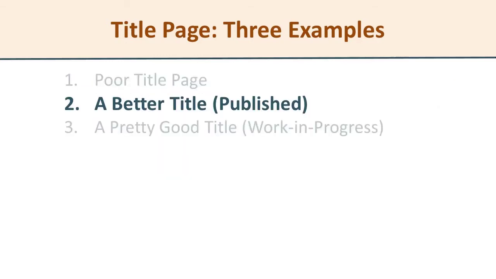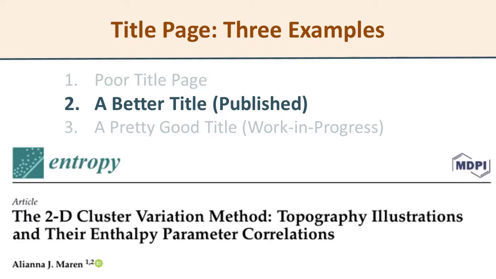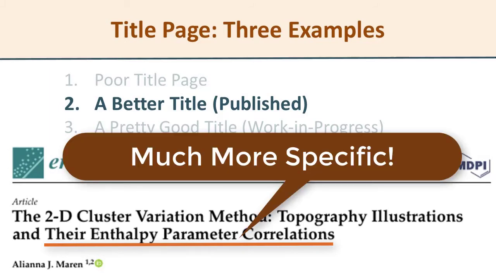So the reviewers expressed their displeasure, as reviewers will, and I wrote a different draft. This was the final resubmitted version, and it's what actually got published. It was "The 2D Cluster Variation Method, Topography Illustrations, and their Enthalpy Parameter Correlations." That made a whole lot more sense because I wasn't just broad scale hand waving on topographies, I was connecting them to something very specific, the enthalpy parameters. So that's what got published.